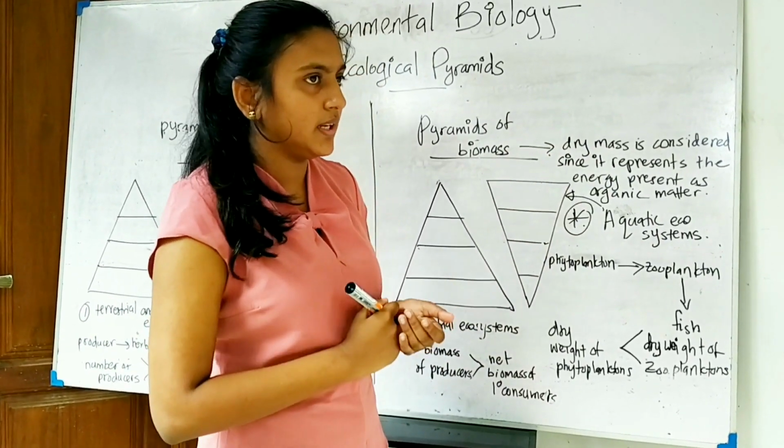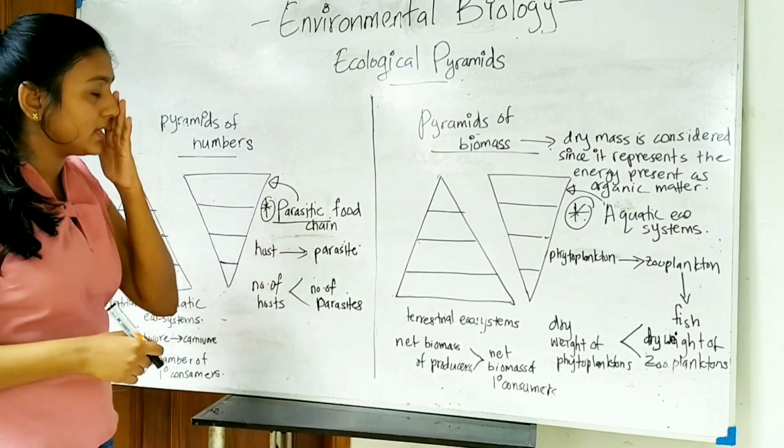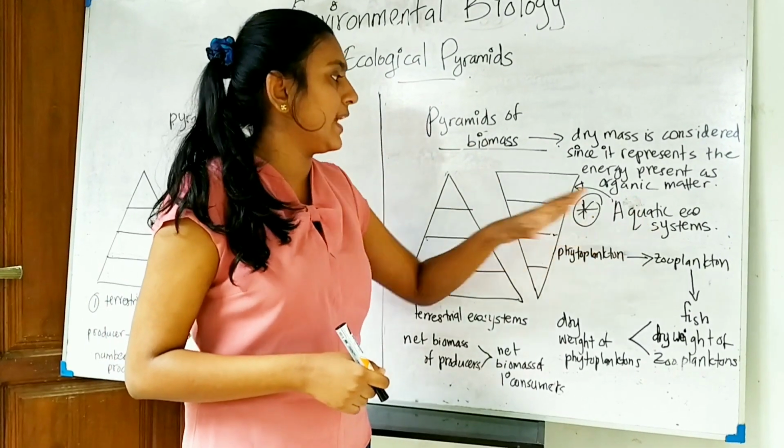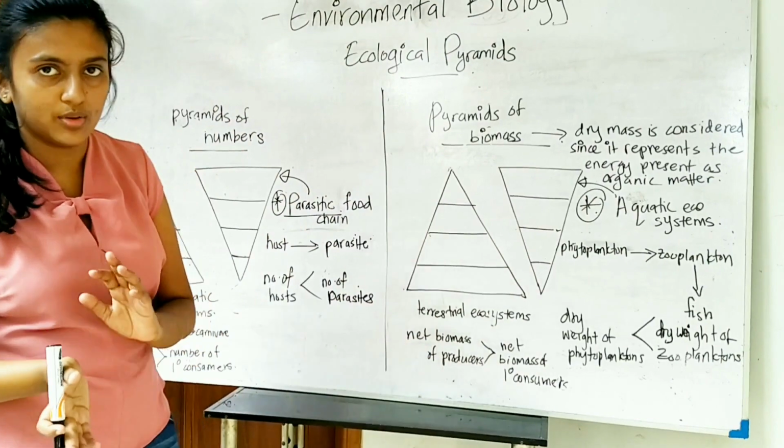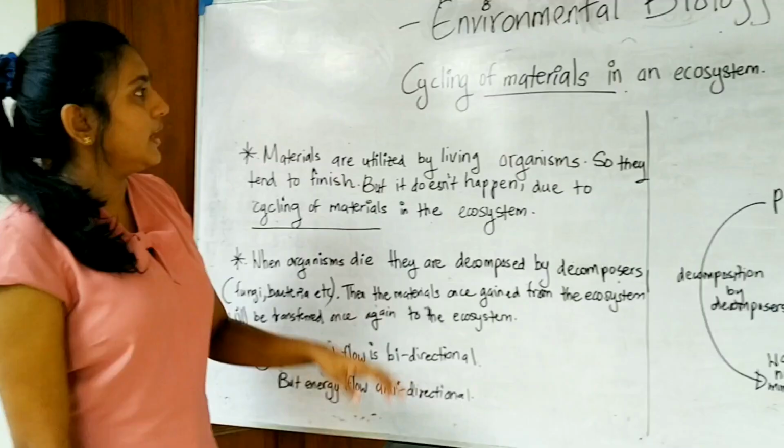So basically, we should know that pyramids of numbers are inverted in parasitic food chains, and pyramids of biomass are inverted in aquatic ecosystems. Otherwise, in terrestrial ecosystems, both pyramids of numbers and pyramids of biomass are upright.